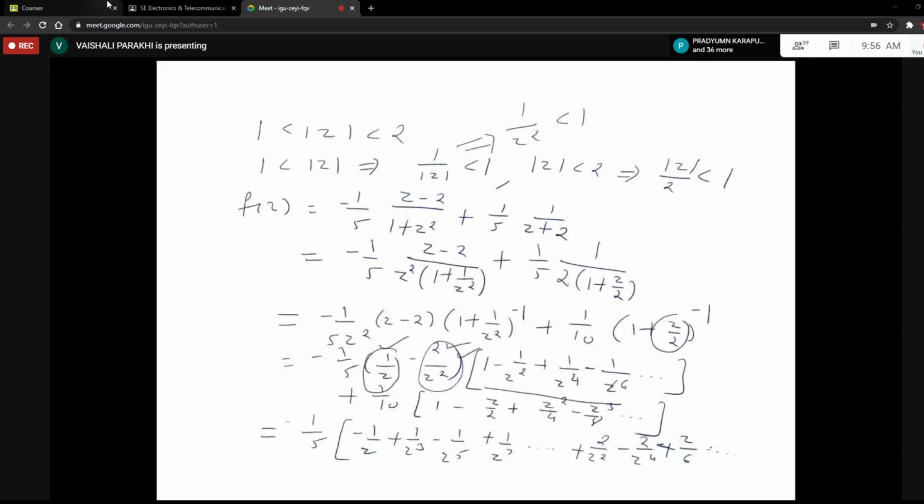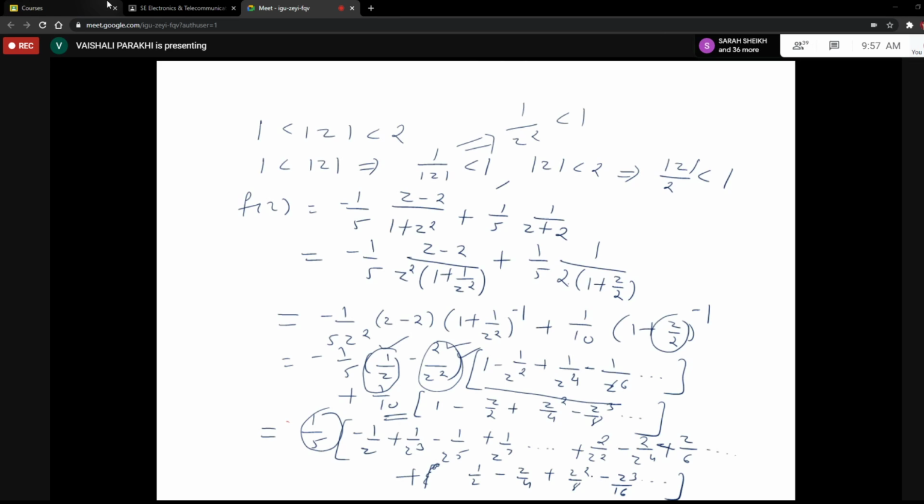Then plus. Now out of this 1 by 10 already we have taken 1 by 5 out. So 1 by 2 is remaining. So let us multiply the bracket by 1 by 2. So I'm not putting separate bracket. In the same bracket I'm writing. So it will be 1 by 2 minus z by 4 plus z square by 8, isn't it? Nothing I'm doing, students. I'm just multiplying this by 1 by 2. So 8 into 2 is 16 and so on.